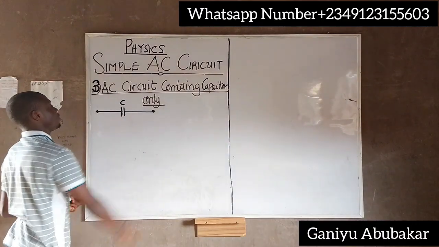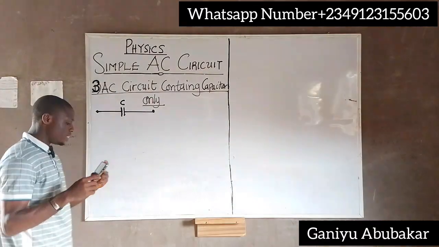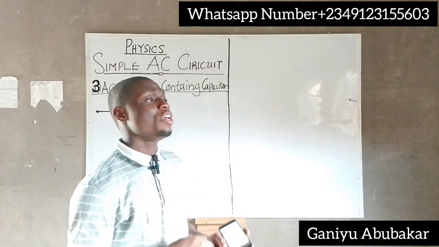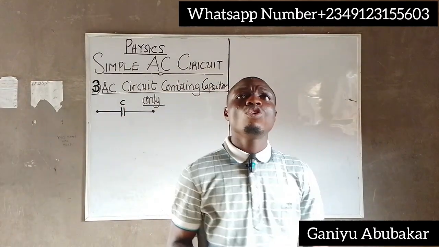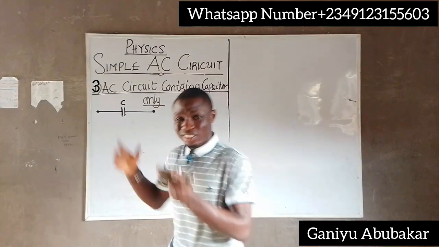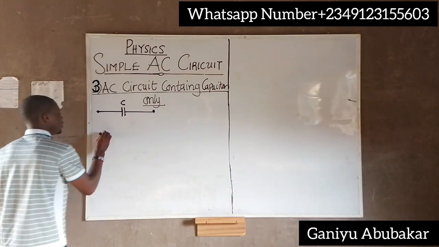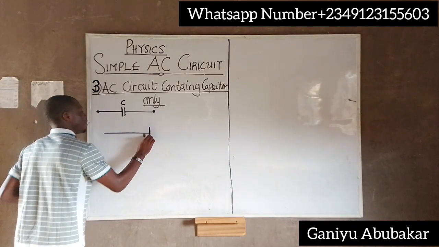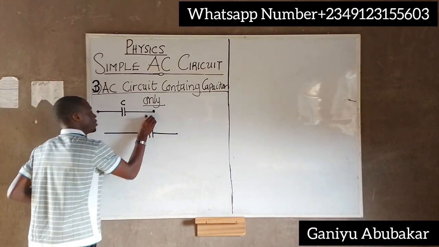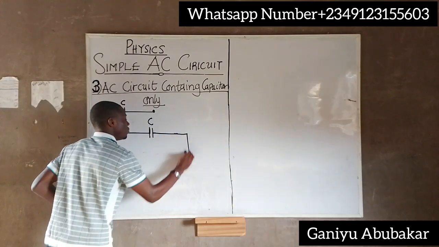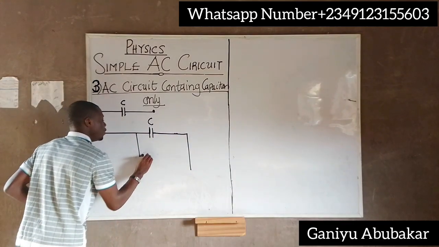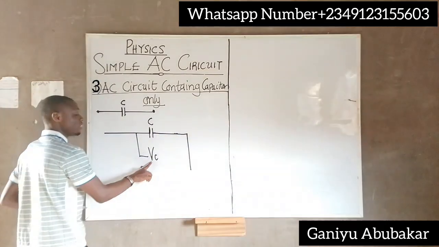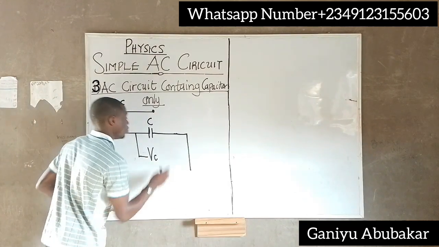So I have this one here. Let's look at the diagram. How will the diagram of an AC circuit containing capacitor only look like? Same concept. So I have this way, the capacitor here. This is C, the capacitor. Take this one down this way. I will have VC, the voltage across the capacitor.